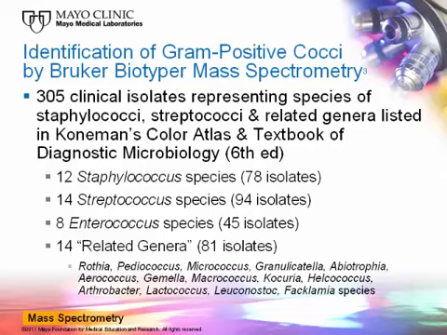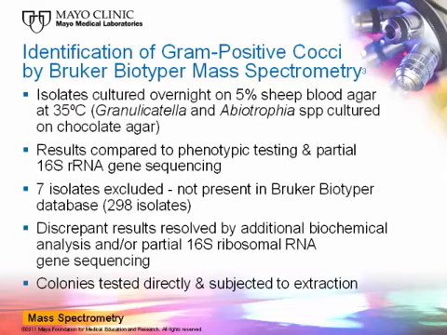and Facklamia species. Isolates were cultured overnight on 5% sheep blood agar at 35 degrees, except Granulicatella and Abiotrophia species, which were cultured on chocolate agar. Results were compared to phenotypic testing and partial 16S ribosomal RNA gene sequencing.